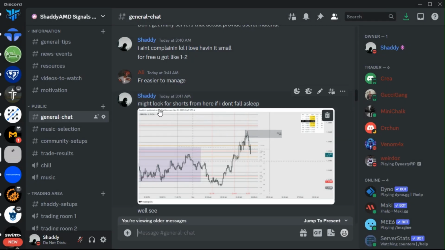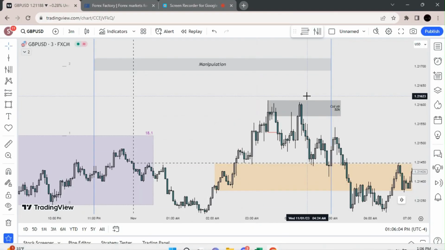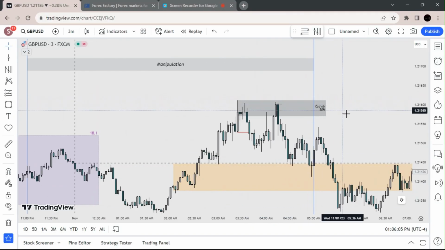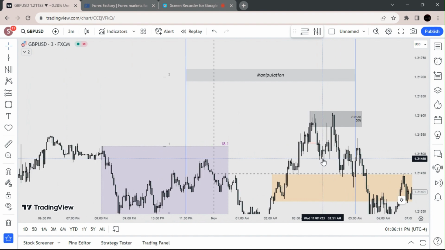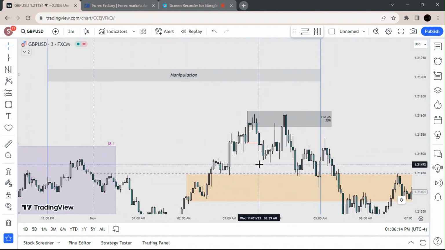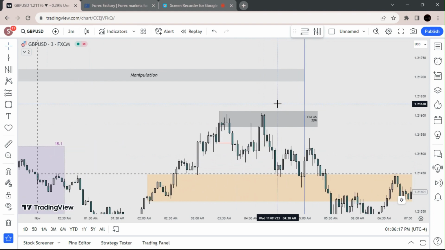I didn't take this trade, but I had it marked out saying go short if we retrace back up to here. Might look for shorts if I don't fall asleep. I didn't enter anything on here, but I'm going to go over what CSD is first because it's a beautiful example to show. CSD is change in state of delivery, okay?